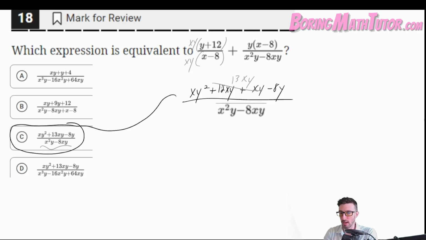I got a little bit lucky though. But trying to get to some of these other bottoms, it's possible, but since we already found a way to do it, let's just move on.